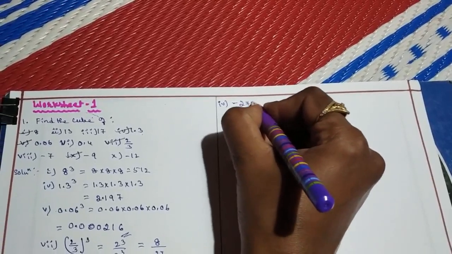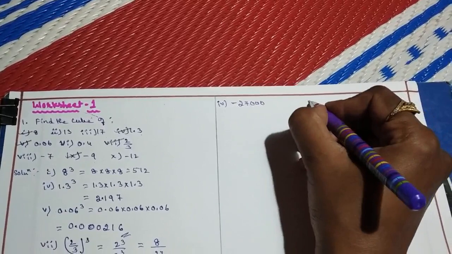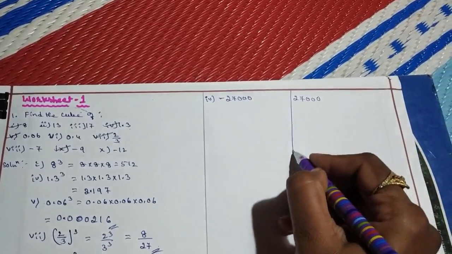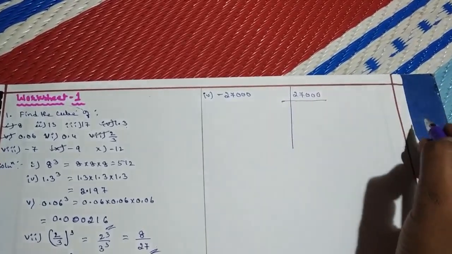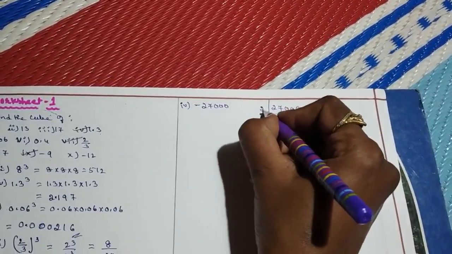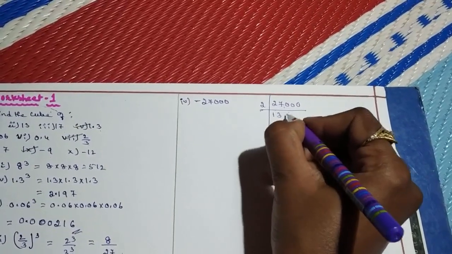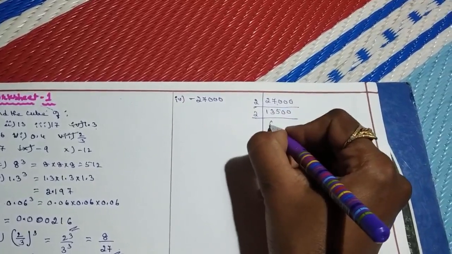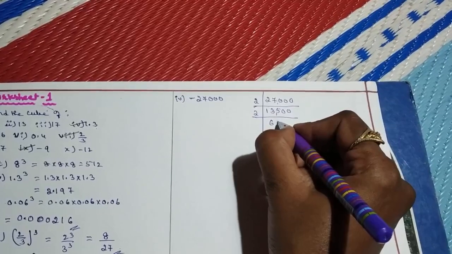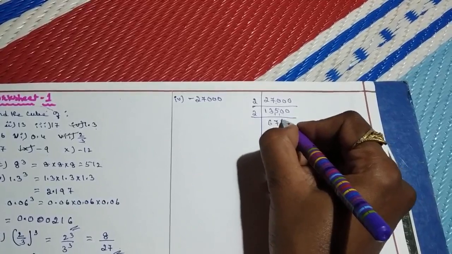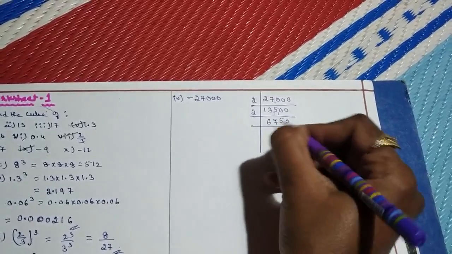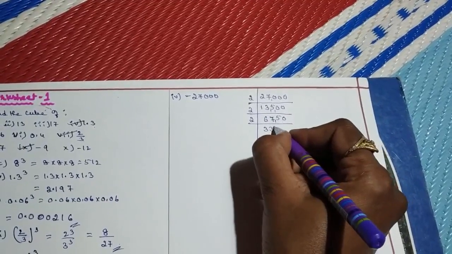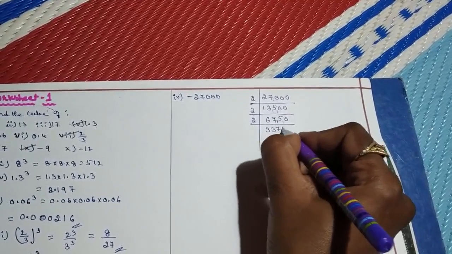Minus 27000. When you are solving the prime factorization, no need to consider the negative, children. We can put it at the last. Clear? So again I'll go with the 2 table. 2 1s are 2, 2 3s are 6, 2 5s are 10, 0 0. Then 2 6s are 12, 1 remains, 2 7s are 14, 1 remains, 2 5s are 10, 0. Again I'll go with the 2 table. 2 3s are 6, 2 3s are 6, 1 remains, 2 7s are 14, 1 remains, 2 5s are 10.